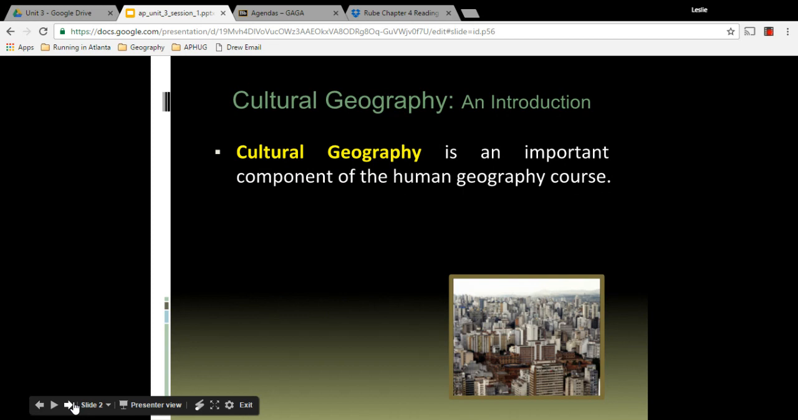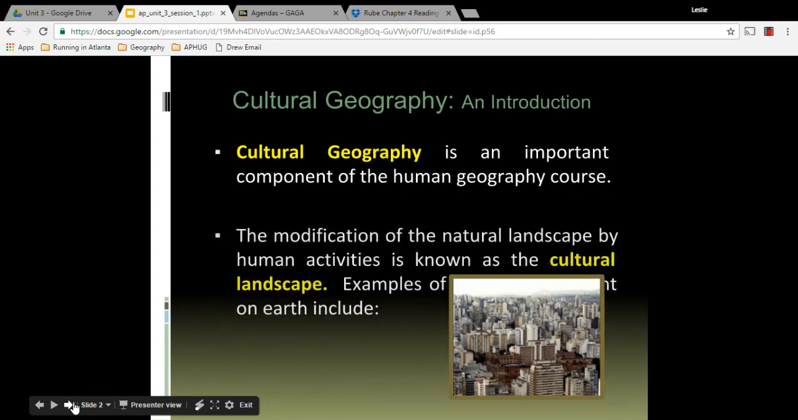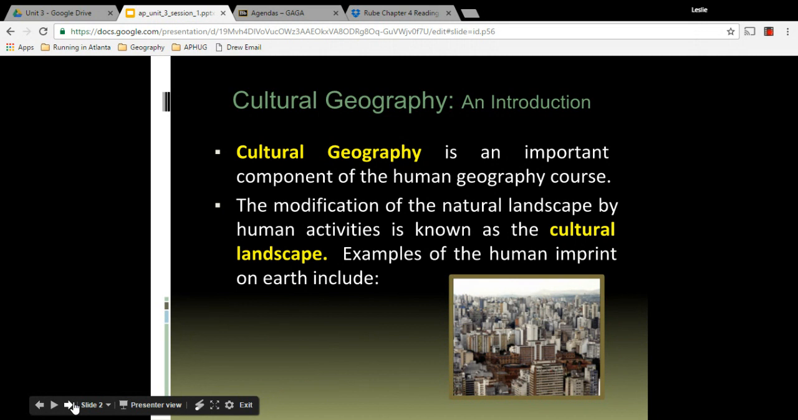Cultural geography is an important component of the human geography course because culture is important to humans. The modification of the natural landscape by human activities is known as the cultural landscape. So examples of the human imprint on Earth include this city landscape that you see down here in the bottom right-hand corner of the slide. That is a human imprint on the Earth. None of this would exist without human beings.